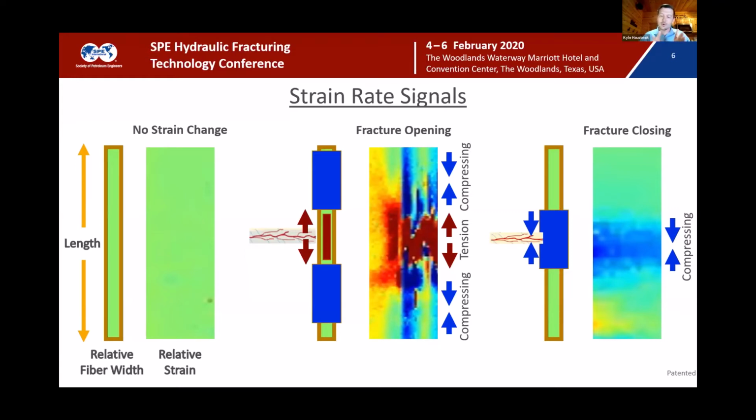In order to create an opening in a rock, you have to have compression on both sides of that opening. So when you compress the cable, you're shortening it and you're increasing the diameter. So that's going to also change the light backscatter, but in a different way. So we look for this signature where we have a blue, red, blue, or compressing and then tension and then compressing signature. So that's our key indicator of a new fracture arrival at the monitor well.